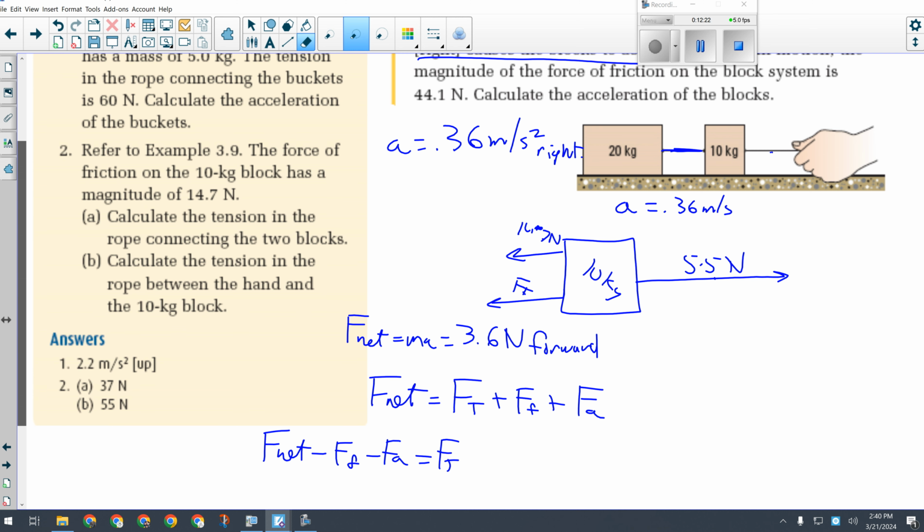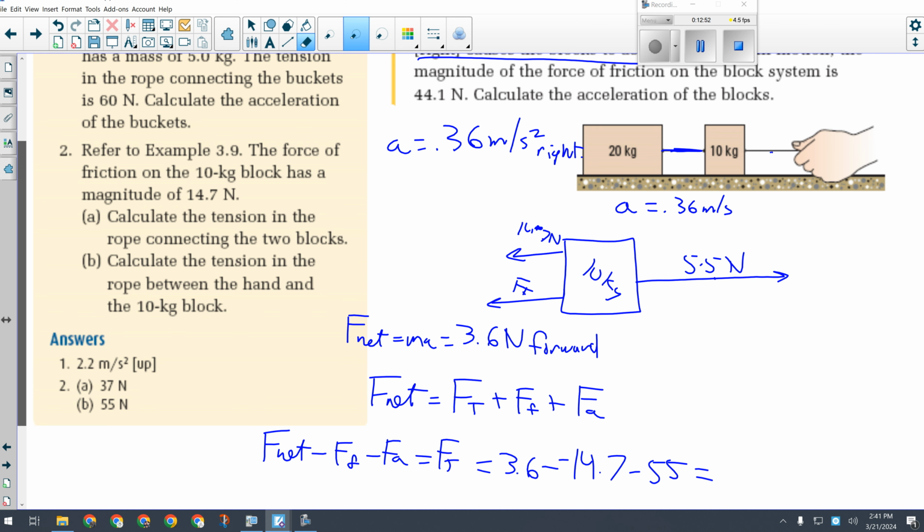Nope. M times A, sum of all forces. I've done nothing different than I have on any other question. So this is going to be F net, which we said was 3.6. Since it's forward, it's positive. Minus the force of friction, which is backwards, and it's 14.7, so that's going to be negative 14.7 newtons. And then minus the applied force, which is 55 newtons.